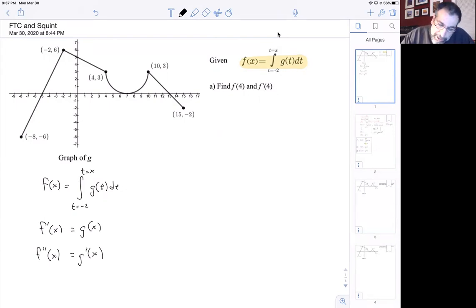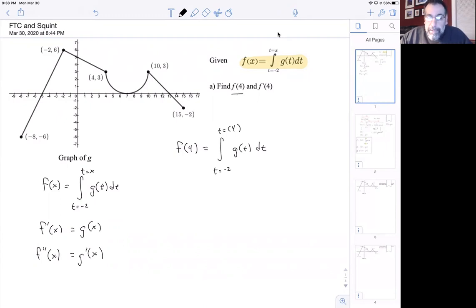We're asked to find f of 4. To me, that means we're going to plug in 4 into the function f. We were given the function f, so the way I like to plug into this is I like to say f of something is equal to the integral from t equals -2 to t equals something of g of t dt. And now we're going to plug in our value of 4. So it's going to be f of 4 there, and that means we're going to plug in the top bound. Basically, what we've got to do here is compute this integral.